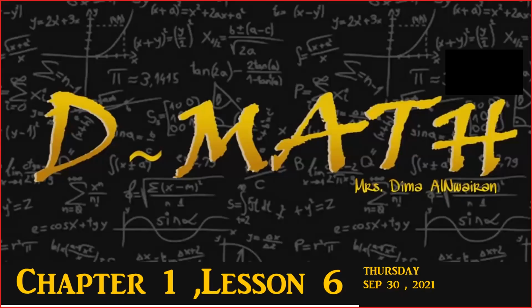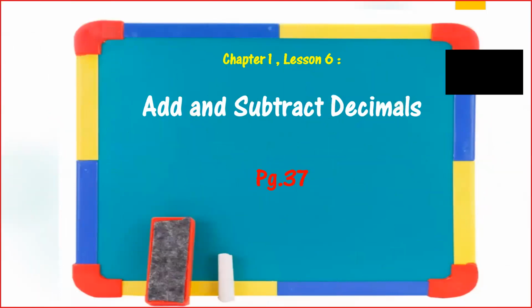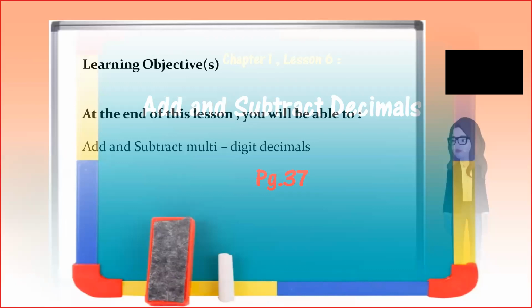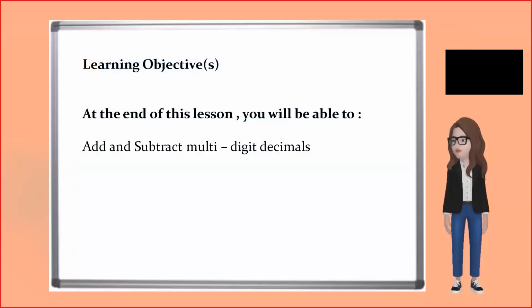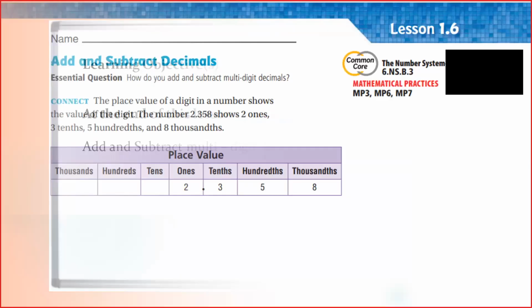Good morning. Let's start our lesson today, lesson 6, which is talking about add and subtract decimals. How can we add and subtract the decimal numbers? Please, all of you, open your book, page 37, in order to start. Now, at the end of this lesson, you will be able to know how we can add and subtract multi-digit decimals. We have 2 decimals. We're gonna learn how to add them and how to subtract them.